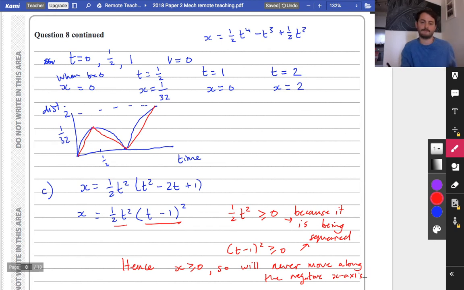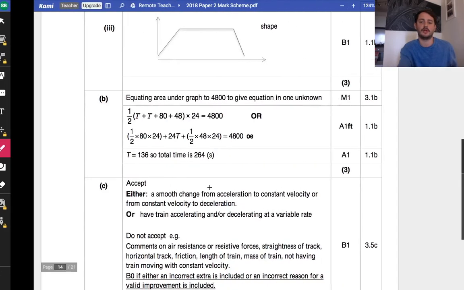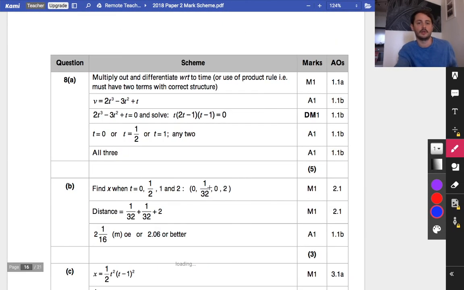Okay, only 2 marks there. Let's have a quick look at the mark scheme, if my laptop's not going to crash. Okay, so you get a mark for multiplying out and differentiating, an accuracy mark for coming up with it differentiated, and then a method mark and an accuracy mark for solving, but really these are so easy.